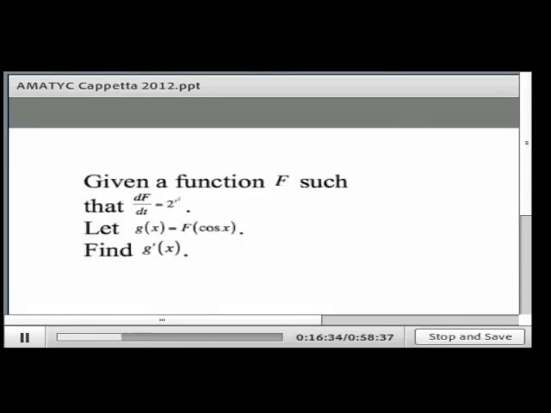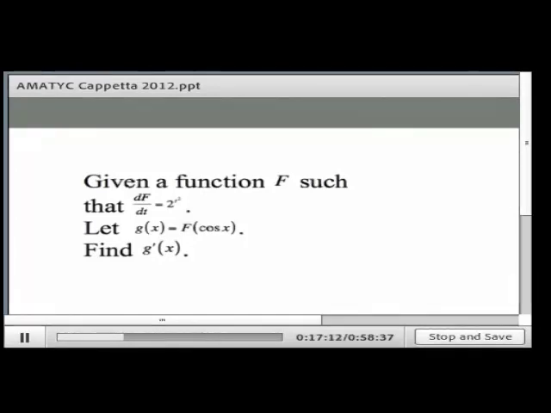Here's one of my favorite questions. Let me ask you to look at that for a minute. See if you can think of a strategy that might work to solve that problem. F prime of t is 2 to the t squared. Many students in Calc 2 are going to try to integrate that, and we know they're not going to be very successful with that. G of x is capital F of cos x, and I'm sure you can imagine why I chose to use the capital F. Then evaluate g prime of x.